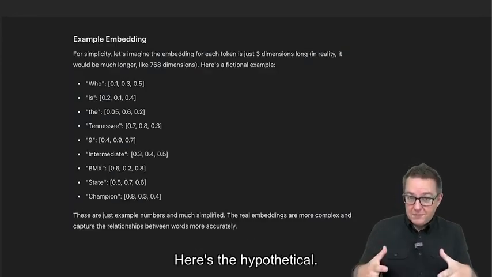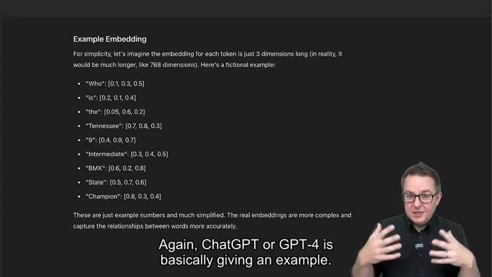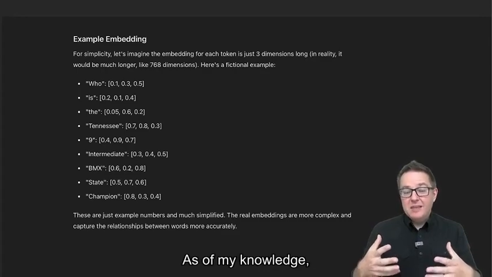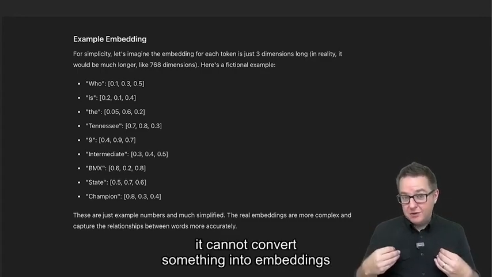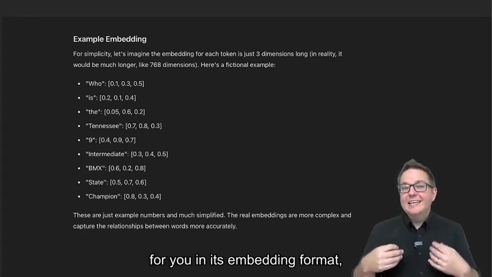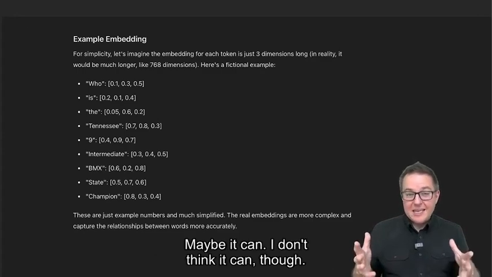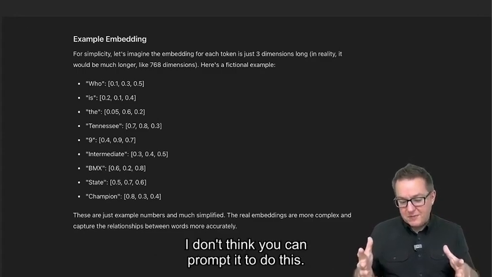So here's the hypothetical again. ChatGPT, or GPT-4o, is giving us an example. As far as my knowledge goes, I don't think it can convert something into embeddings for you in its embedding format, but it's giving us an example. Maybe it can, but I don't think it can. I don't think you can prompt it to do this.